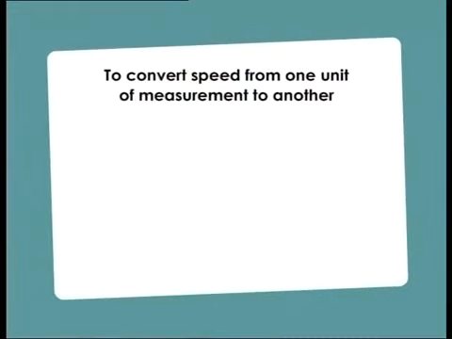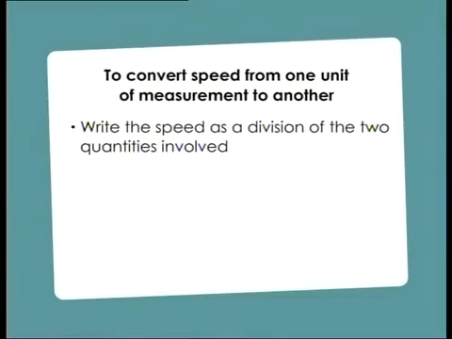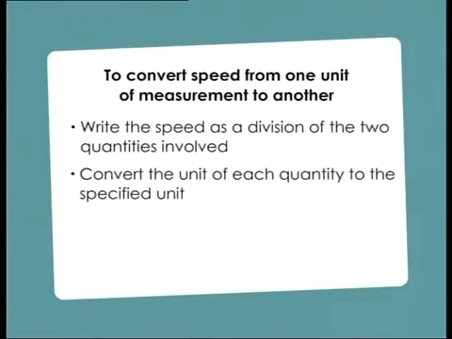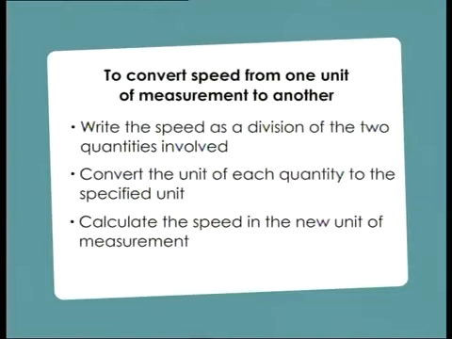To convert speed from one unit of measurement to another, first, we write the speed as a division of the two quantities involved. Convert the unit of each quantity to the specified unit. Calculate the speed in the new unit of measurement.